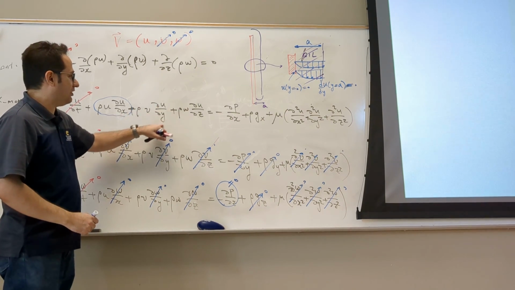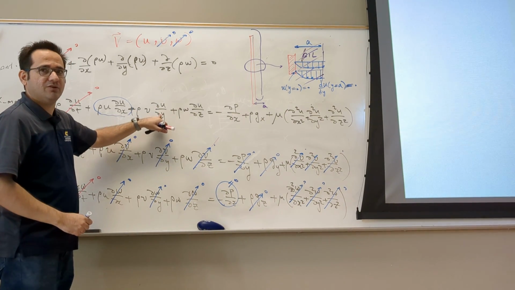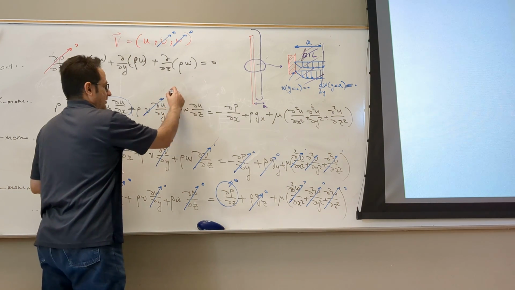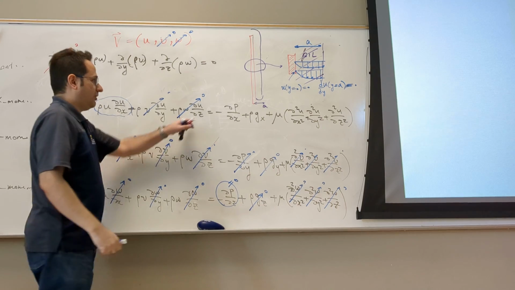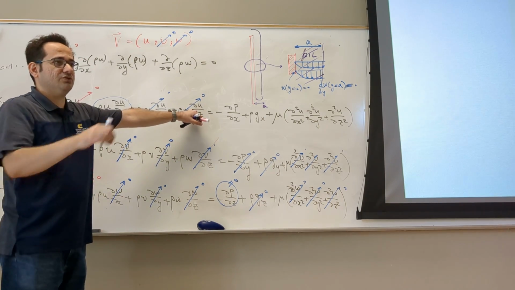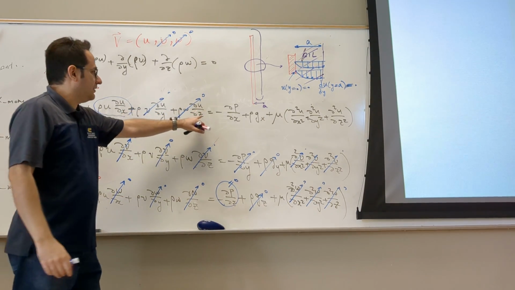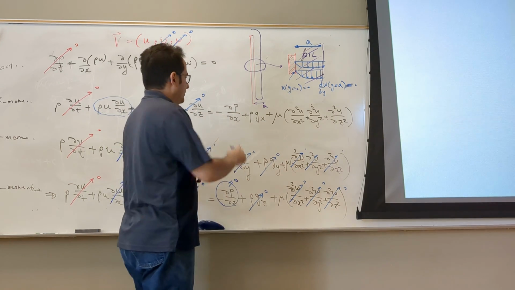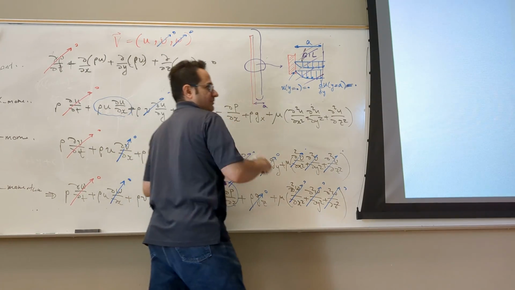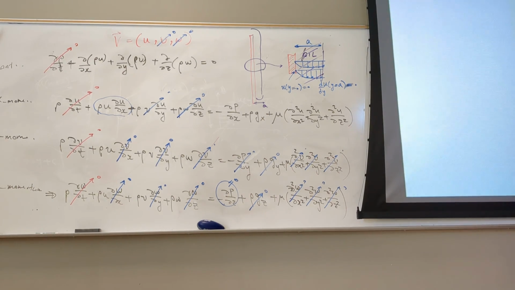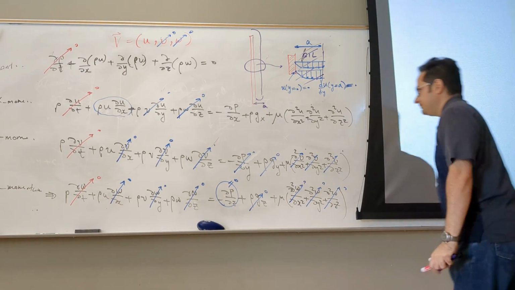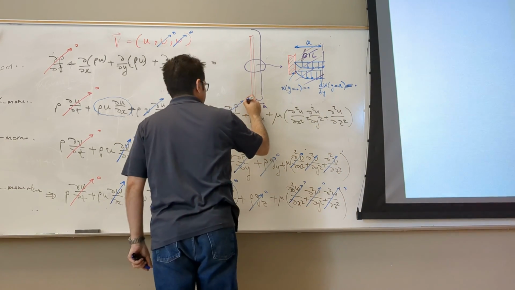This may be non-zero, but this is 0 times non-zero, so 0. What about this? 0 times non-zero, 0. Also, this is also 0. There is no change in the Z direction, right? What about the gradient of pressure in the X? Do I have a pressure gradient in the X? Well, again, the pressure is the same. That is, in the X it is not changing.